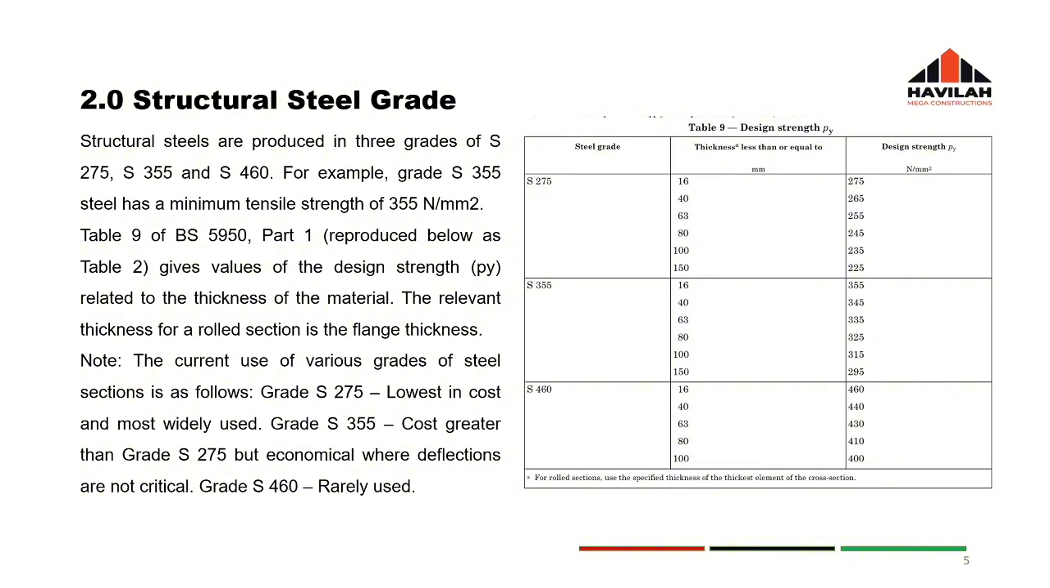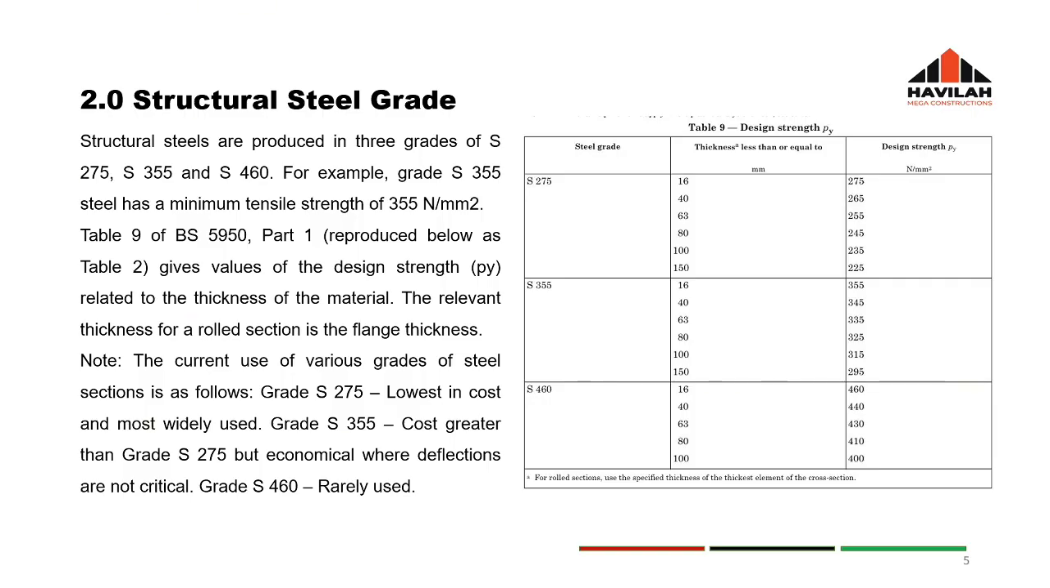That's how it says. So if you're using an element where the flange thickness is 150 mm, for example, it means that the design strength would be 295. All right, so Table 9 of BS 5950 Part 1, which is a supplementary document to this course that you already have, is exactly the one reproduced to the right, so it's found in the code.